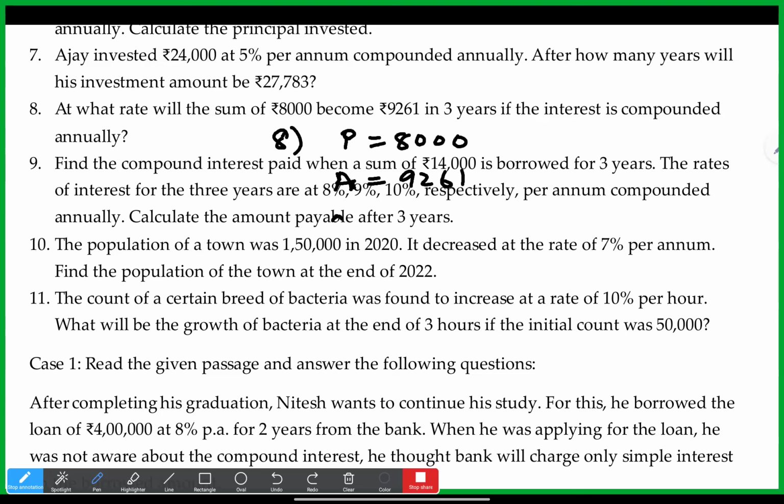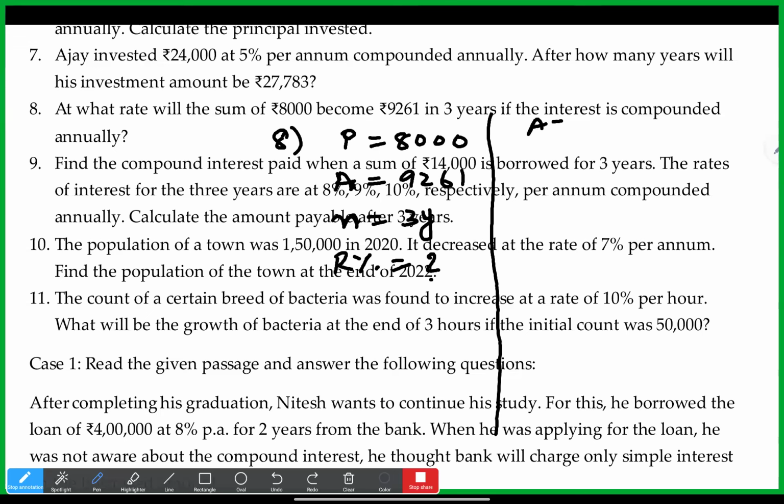In 3 years time, then n is 3 years. If the interest is compounded annually, it means it's per year only. That's why I wrote n as 3 years only, because compounded annually. Compounded half yearly means in 3 years, 6 half years will be there, so 6 we should write if it is half yearly. Then what did they ask? At what rate percent? That is R they are asking. R percent equal to question mark.